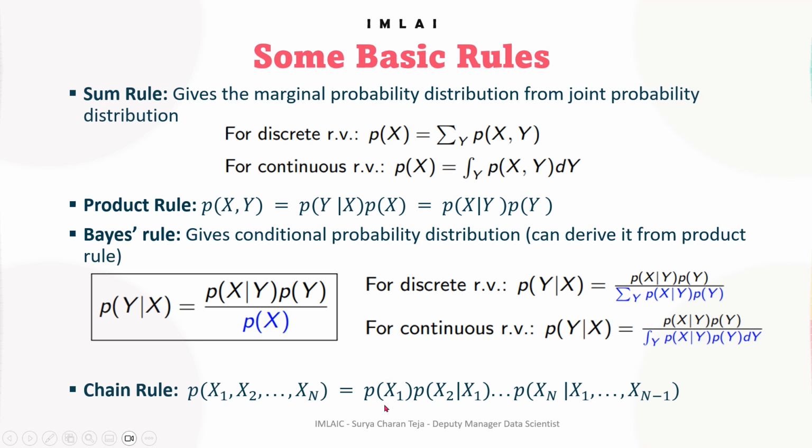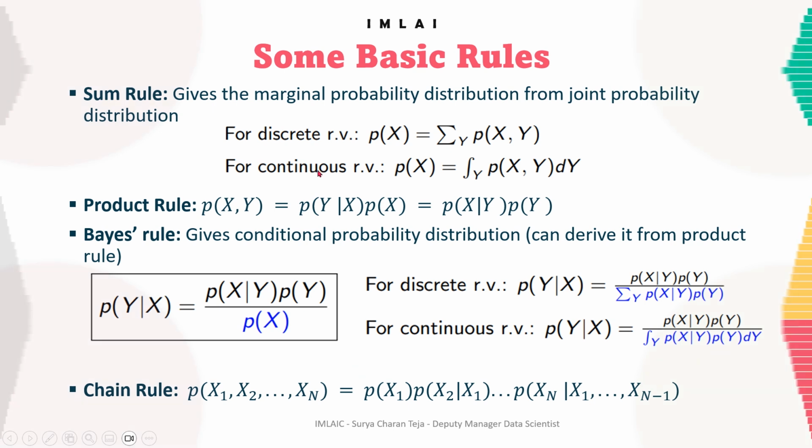So p of x1, then p of x2 given x1, then it's multiplied by p of x3 given x1 comma x2, it's multiplied by p of x4 given x1, x2, x3, and so on, p of xn given x1, x2, and so on xn minus 1. I hope you're getting my point. This is for discrete random variables.